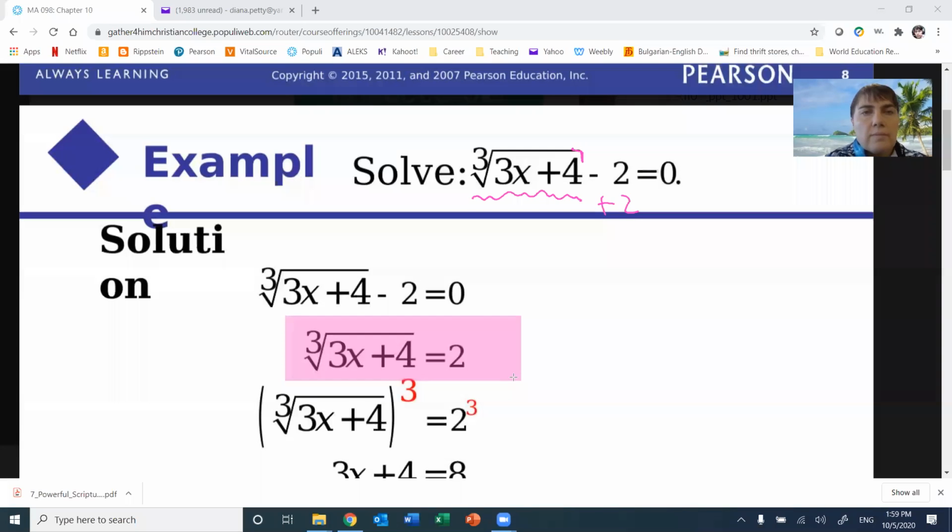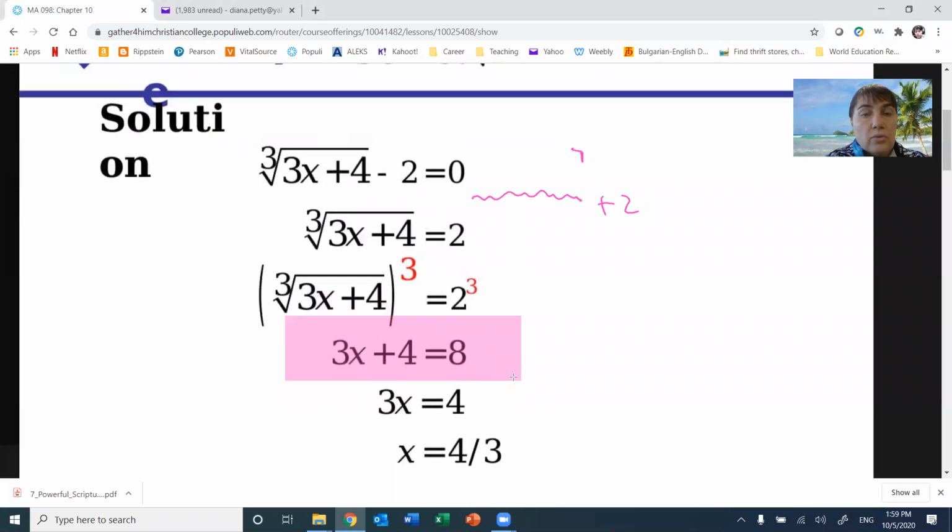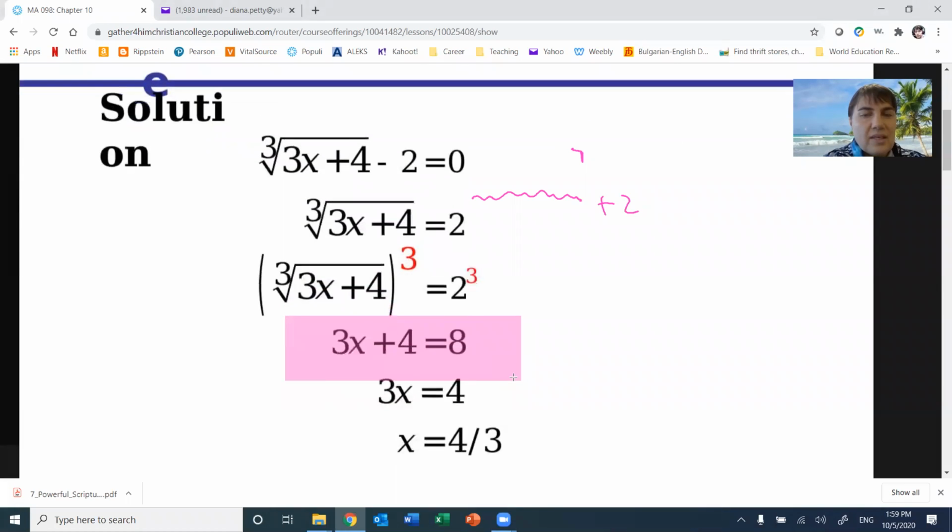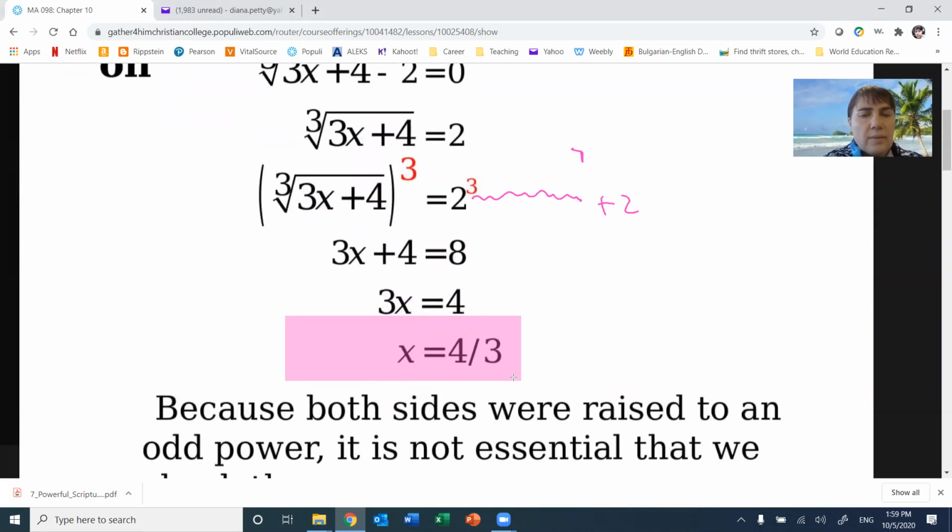Oh, look at this. I can just move the thing. So now we got 3x plus 4 is 8, and so on. You get x is 4 over 3. So in this case, you don't need to check because the power was odd, right? The problem with the extraneous solution comes if your power is even.